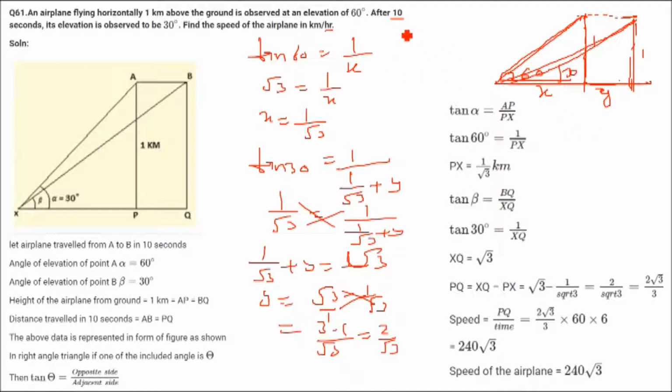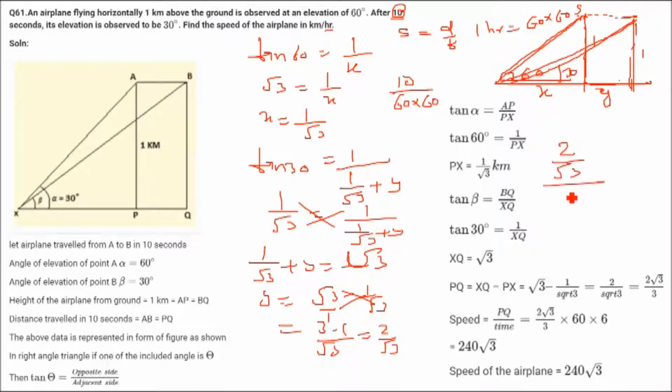Now what is the speed? It is distance by time. Distance is 2 by root 3. Time is 10 seconds, but we have to find it in hour. So in order to convert 10 seconds into hour, I have to divide it by 60 minutes and then 60 seconds. In 1 hour, there are 60 minutes, and in 1 minute, there are 60 seconds. So in order to convert an hour into seconds, I have to divide it by 60 by 60.